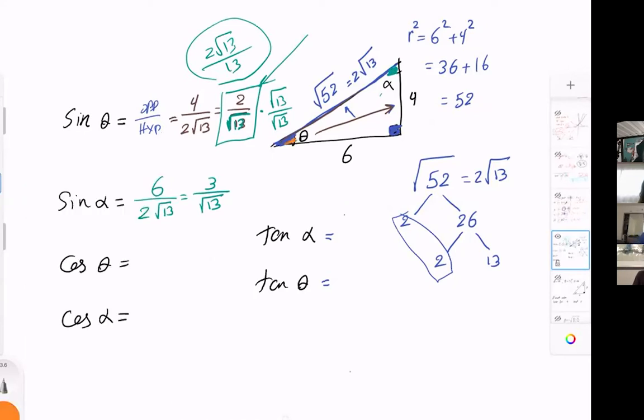Cosine theta, cosine of this angle, is adjacent over hypotenuse, which is 6 over 2 root 13. This is 3 over root 13. Cosine of alpha will be 4 over 2 root 13, which is 2 over root 13. Tangent of alpha is opposite over adjacent, 6 over 4, which is 3/2. And tangent of theta will be 4 over 6, which is 2/3.